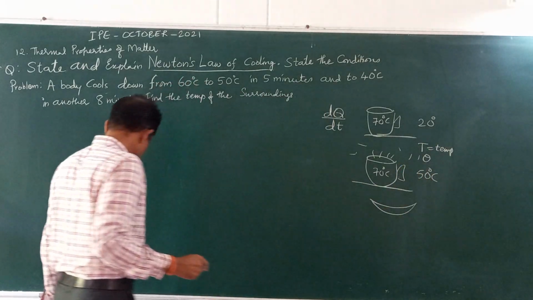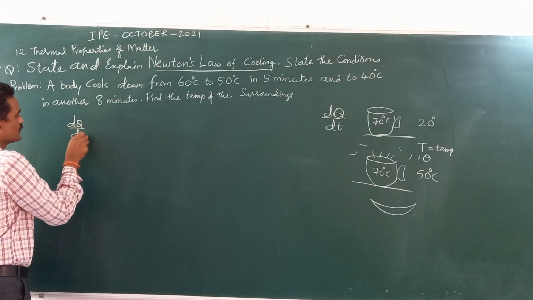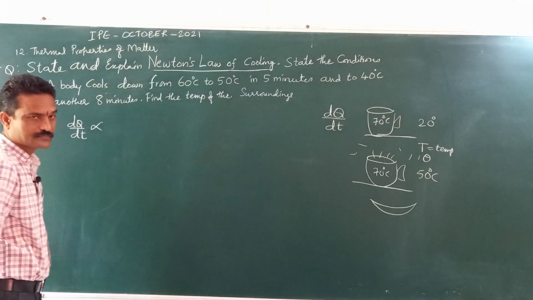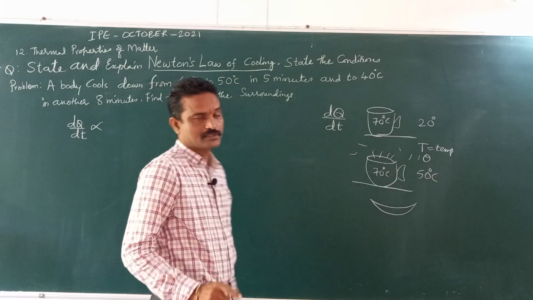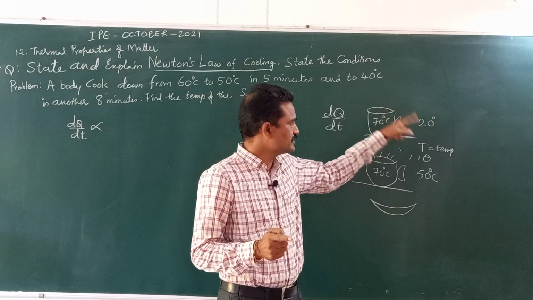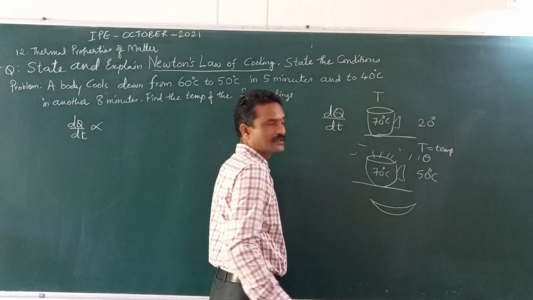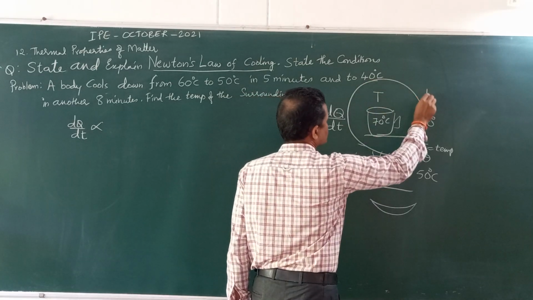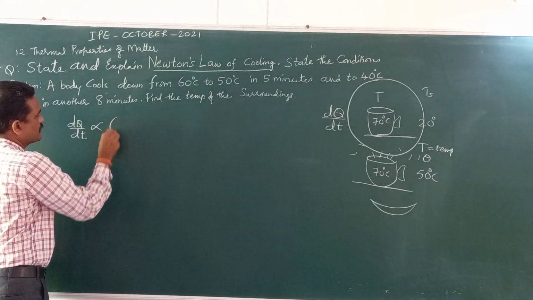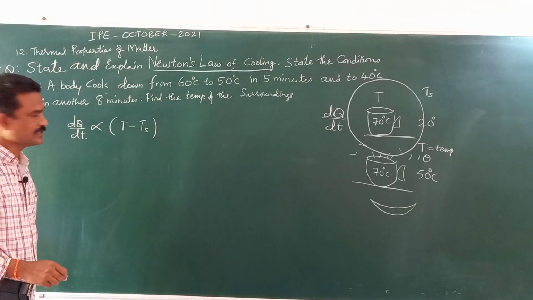So according to Newton's law of cooling, the rate of cooling, that is dQ by dt, is directly proportional to the difference of temperatures of the body and its surroundings. Let us say the temperature of the object is T. The temperature of its surroundings is Ts. Now the difference. So dQ by dt is directly proportional to the temperature difference, that is T minus Ts.